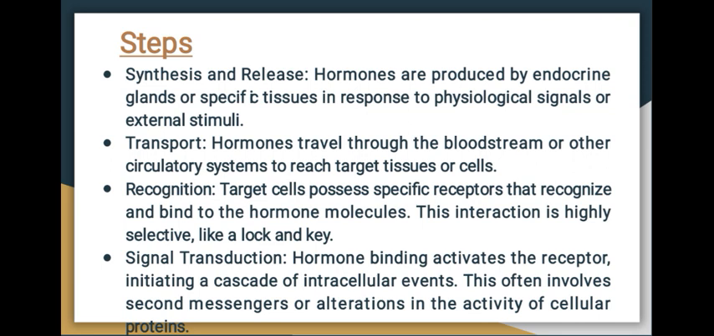Then recognition. Target cells possess specific receptors that recognize and bind to the hormone molecules. This interaction is highly selective, like a lock and key model. Then signal transduction will be taking place. Hormone binding activates the receptor, initiating a cascade of intracellular events. This often involves second messengers or alterations in the activity of cellular proteins.